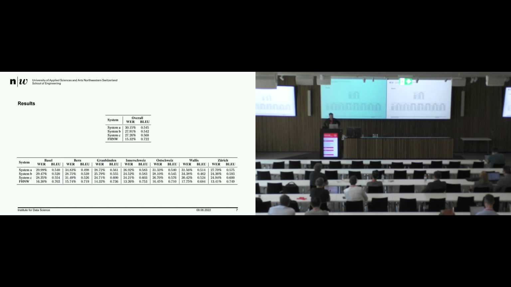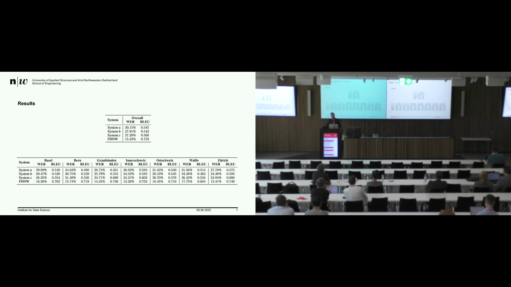In this table here, we now report the metrics on different dialect regions, and this allows us to see if one system fails on one dialect specifically, or if one dialect is specifically difficult for each system, or if one dialect is easier than others.